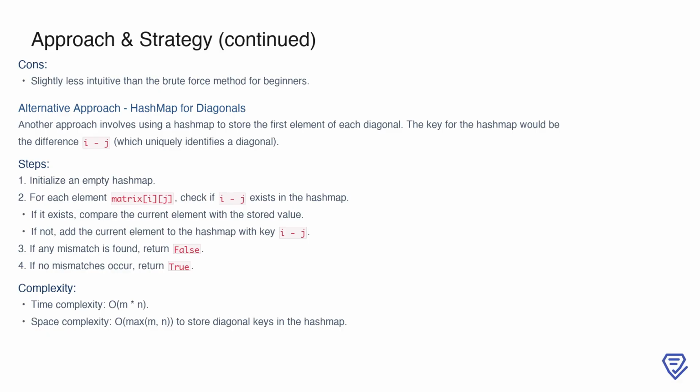For every element matrix[i][j], we check whether its diagonal key i minus j exists in the hash map. If it does, we compare the current element with the stored value. If it doesn't, we add the current element to the hash map as the first element of that diagonal. If we encounter any mismatches during this process, we return false. Otherwise, we return true. This approach has the same time complexity of O(m*n), as we still iterate through all elements, but it requires additional space proportional to the number of diagonals, which is O(max(m, n)).